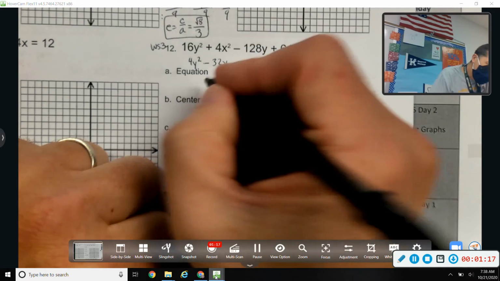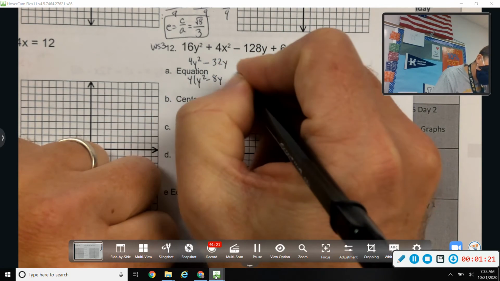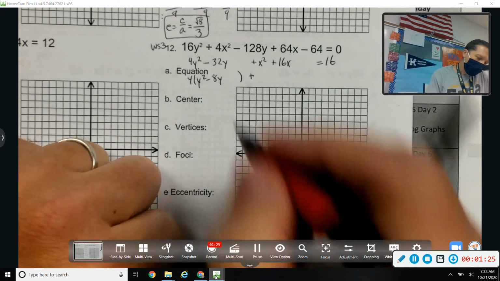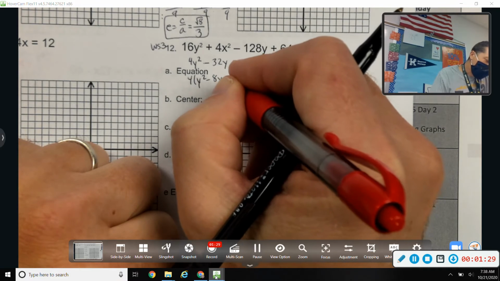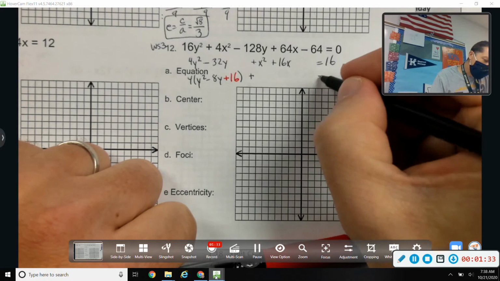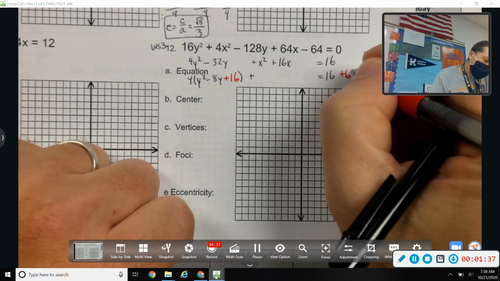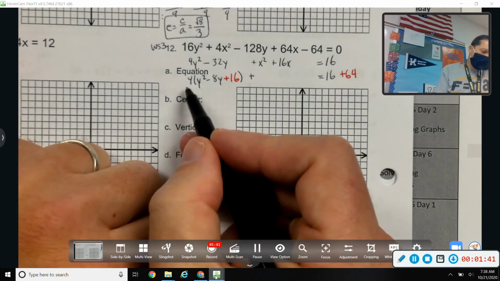All right, let's factor out the 4 because I can't halve it, square it, and add it until I have just the y squared. So half of negative 8 is negative 4. Square that, I get 16. But that really means I added 64 to both sides because of the 4 that was out front here.